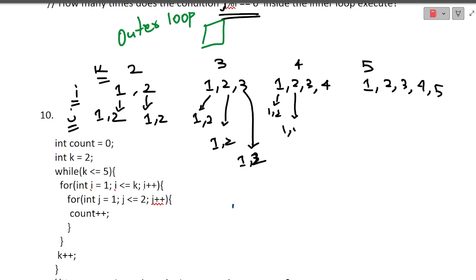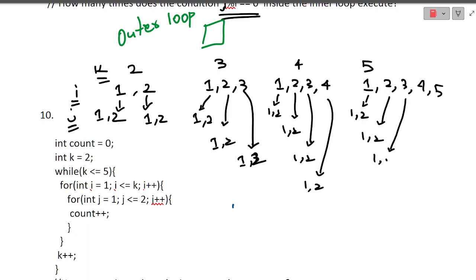Can you observe whatever I'm saying? Then again 1, 2. And when my I is 1, J will again work twice. Then here as well twice, here it will work twice, then here it will work twice, then here it will work twice. Why am I writing this? Because I want to make you understand everything. Now let me see how many times my inner loop has worked.